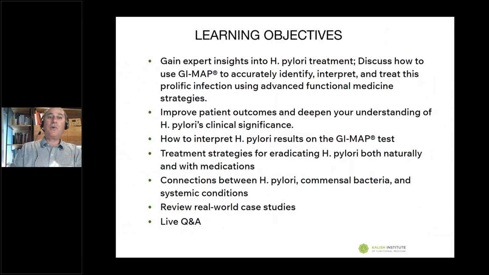So we want to talk mostly about H. pylori. I'm going to spend about 20 minutes going through the slides, and we're going to do the rest of the session going through labs.